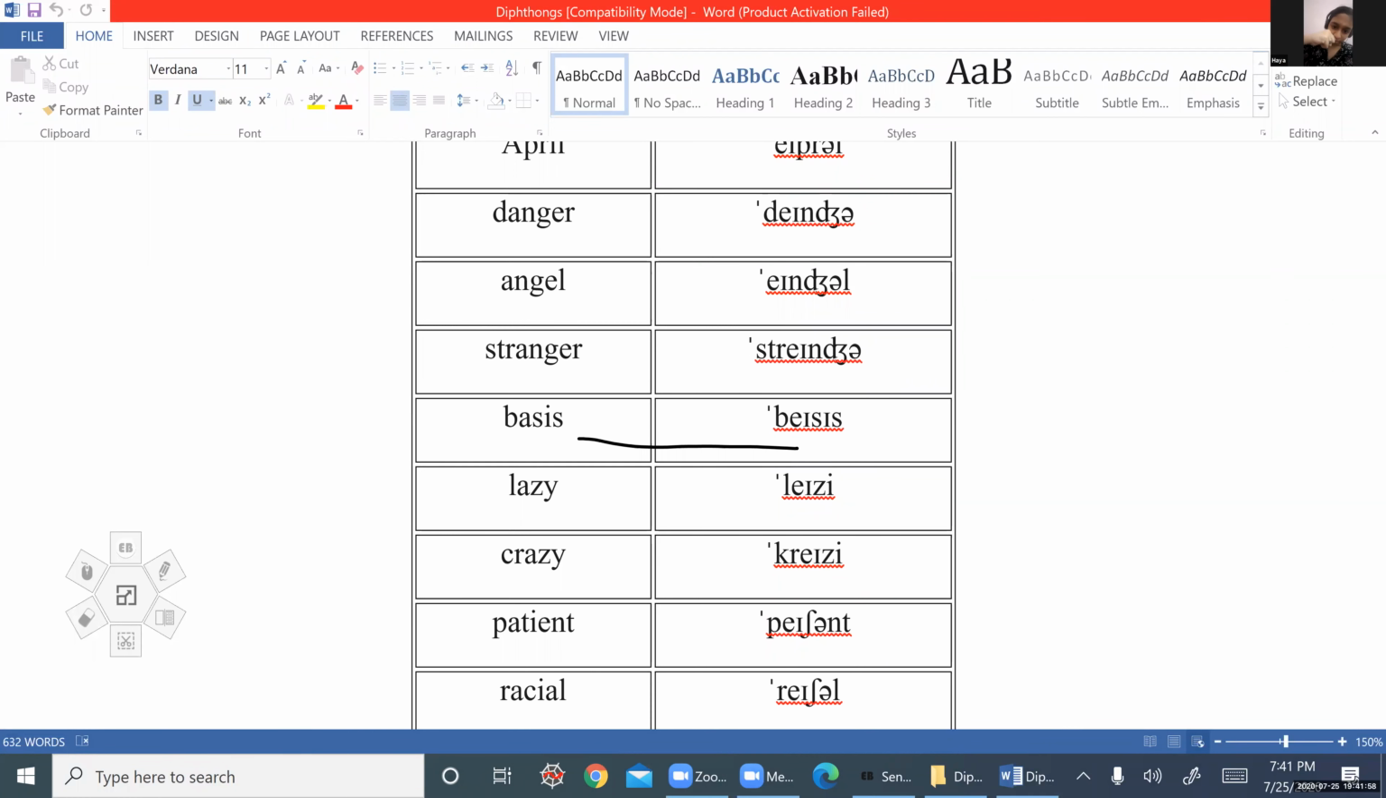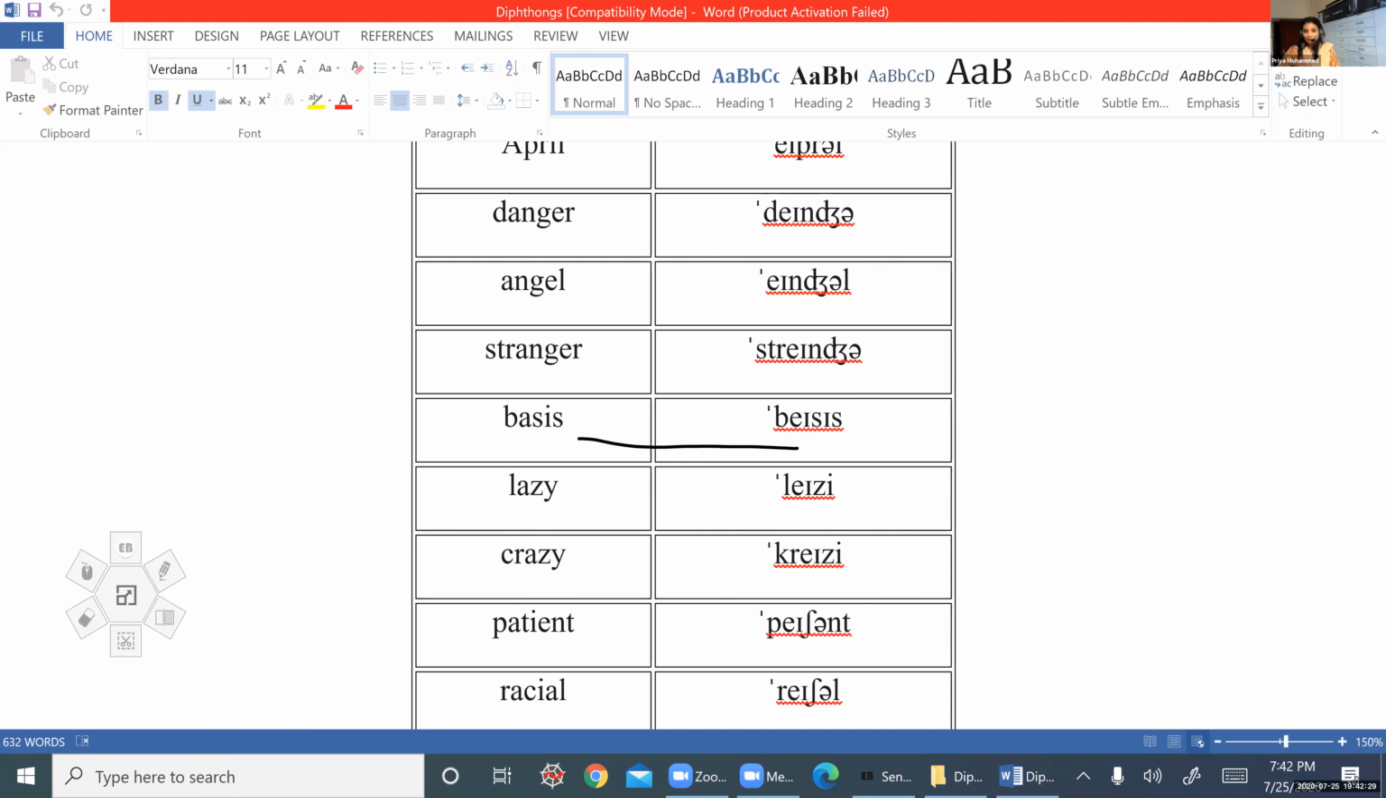Basis. Good. So there is a doubtful ending. Basis, which sounds like a question. We should not end any word or any sentence unless there is a question mark with a questioning tone. Okay, so this is basis. Just see the difference between basis, basis, basis.